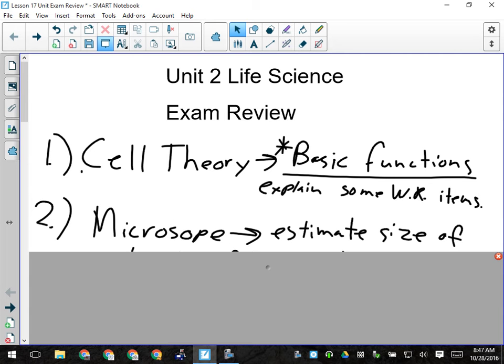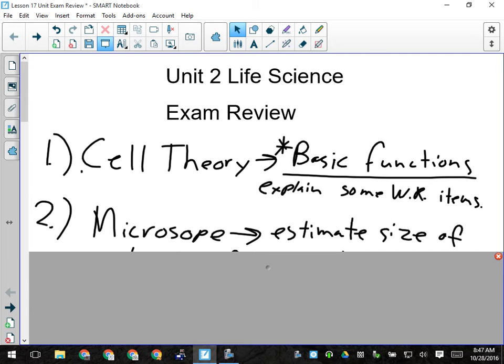The microscope. I told your class the other day that I was definitely going to ask you to draw a lab drawing on the test, and then right after I did that, I changed my mind. I actually changed the test that evening because I've never asked you to draw one by hand, and I just didn't think that was fair. But there's still going to be stuff about estimating the size of an object. You're still going to be asked to do that.